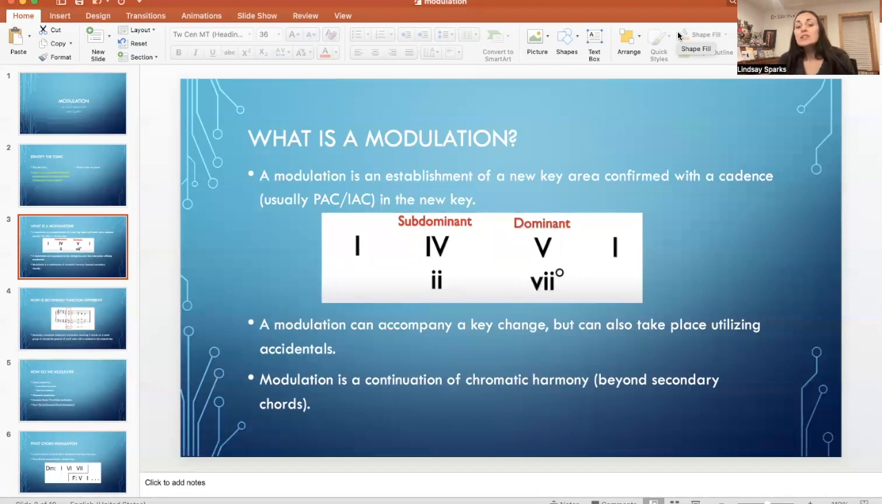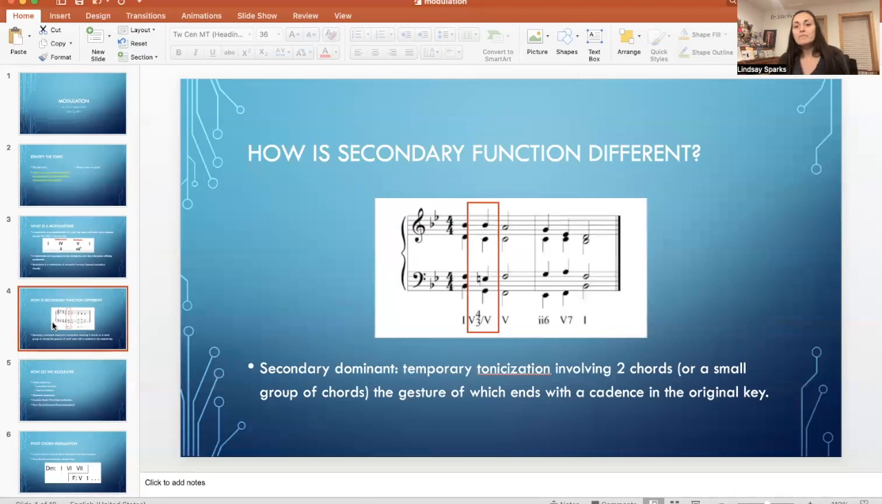Modulation is a continuation of chromatic harmony. So where you have a secondary chord, let's bring that up here. Here's our example of a secondary chord. Secondary dominant, we've got a 5-4-3 of 5 going to 5. Of course, in B flat.